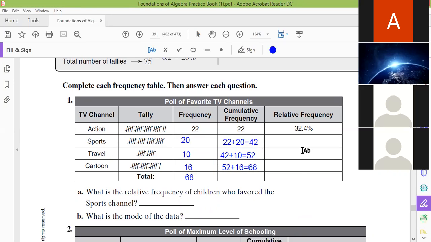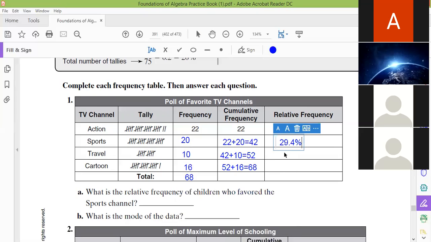Now you need to find the relative frequency. How will you calculate it? For sports, it's 20 over 68 times 100. 20 over 68 will be 29%, times 100. 29 point something. 29.4%.